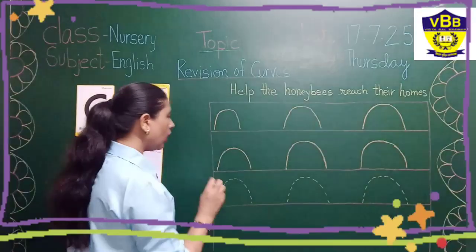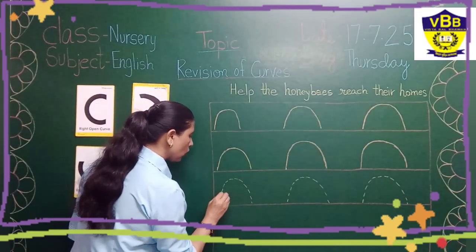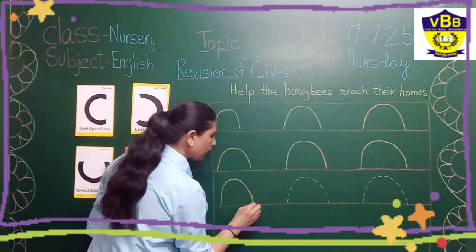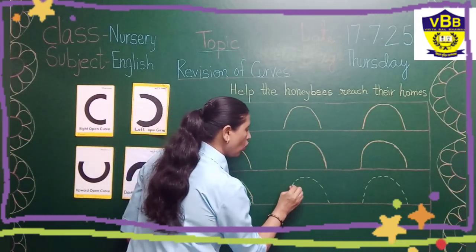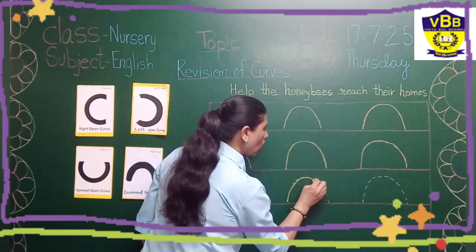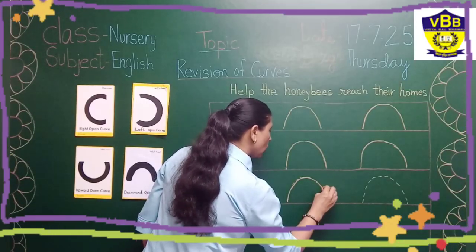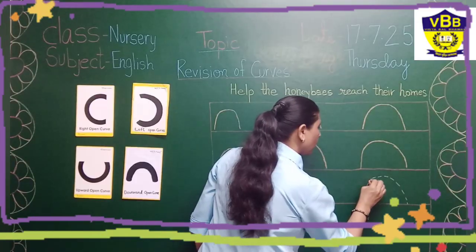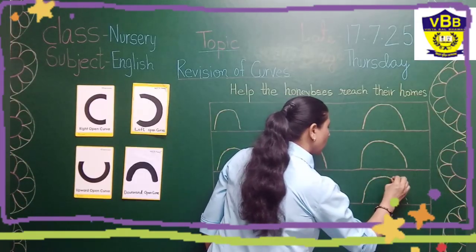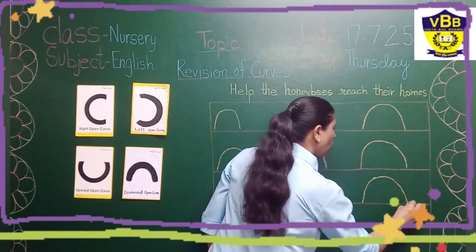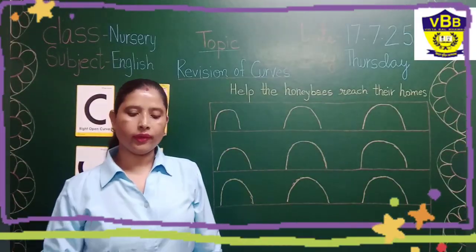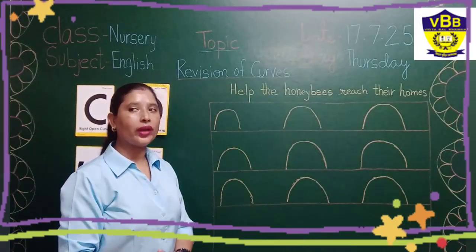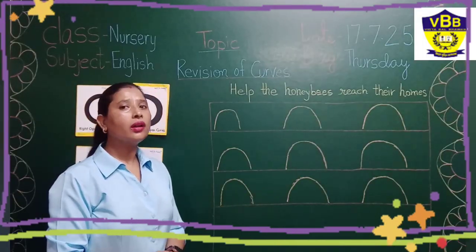There is no homework for English. We are going to do the work in the class. So there is no homework. I request all my little tiny toes, complete your work, and whenever school reopens, you all have to submit your book and I am going to check it. So my little tiny toes, this is how you have to trace these downward curves.